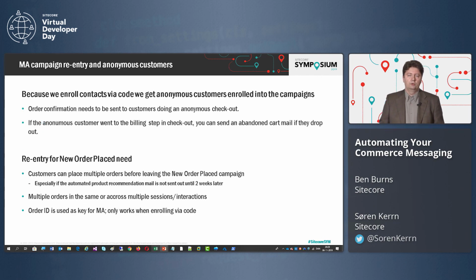A few notes on enrolling customers into campaigns. Because we're doing it via code, we can actually include anonymous customers, which is important when they place orders doing anonymous checkout. We still need to send an order confirmation. We also need to enroll customers into the same order placed campaign multiple times in case they haven't exited the campaign before the customer comes back and places a new order. This can happen in the same interaction or across multiple sessions. For this purpose, marketing automation needs a unique key to identify the contacts in the campaign, and the obvious choice here is to use the order ID as the key.